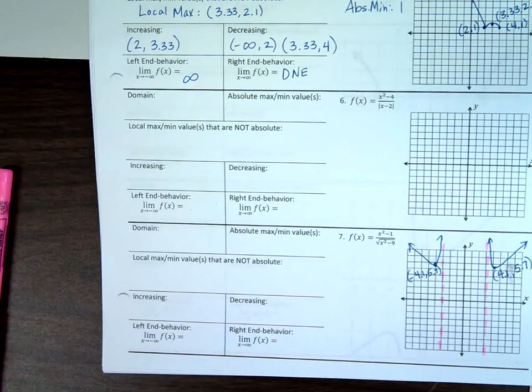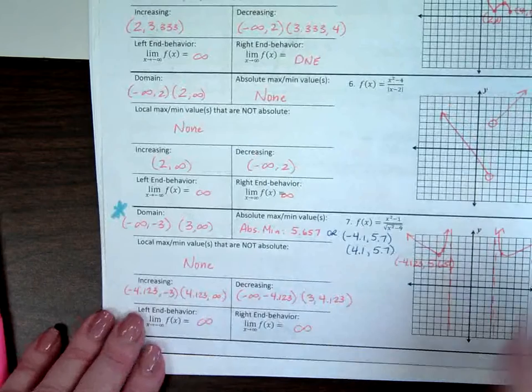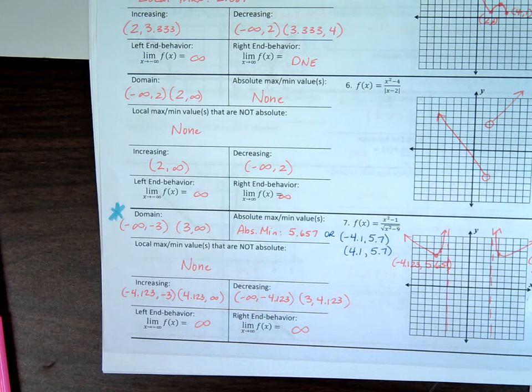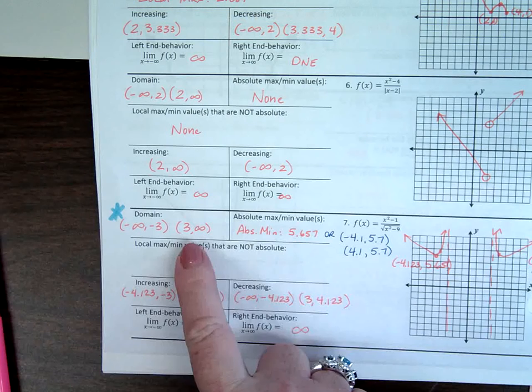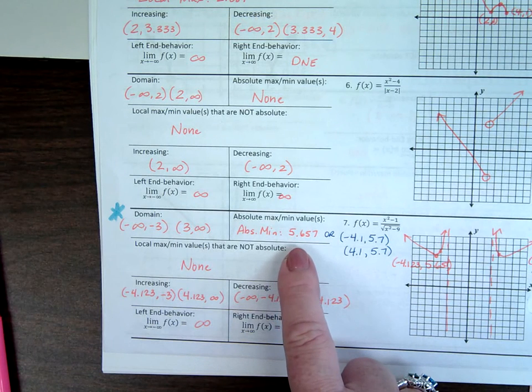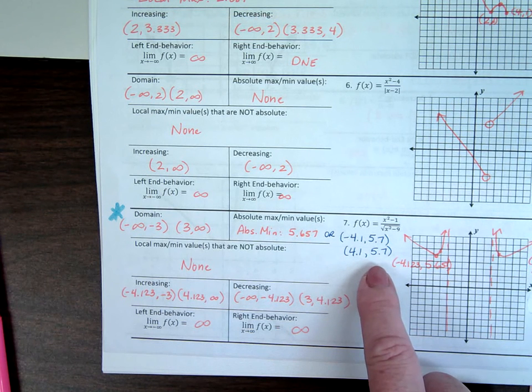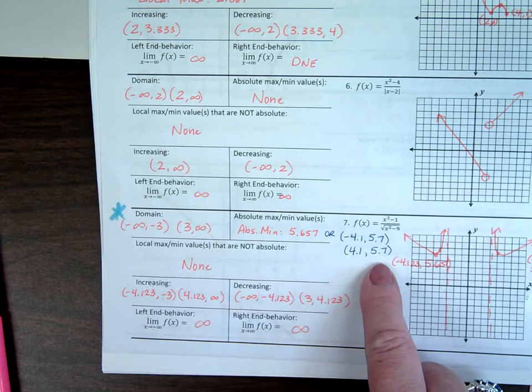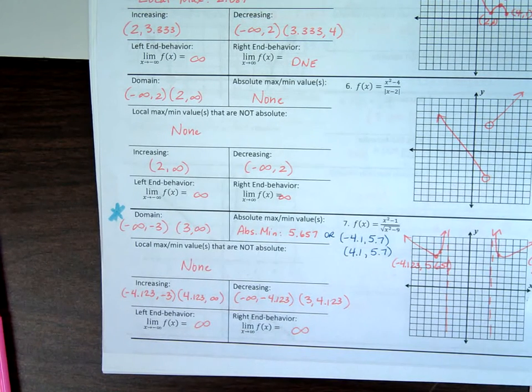Okay, so let's see how you made out. So your domain went from negative infinity to negative 3, and then it hopped over to positive 3 to infinity. There's a gap in the middle between those two vertical asymptotes. So that's your domain. There is a minimum. The lowest point that it hits is this 5.7 number, but you could have put it as the coordinates. That's okay too. So either or. Negative 4.1, positive 5.7, positive 4.1, positive 5.7. So 5.7 is the absolute minimum for this guy. Nobody goes lower than that.